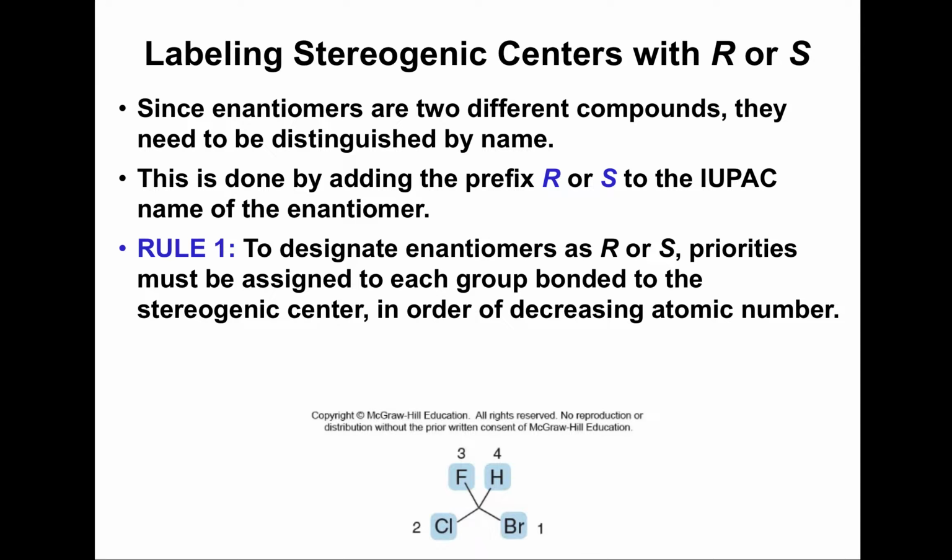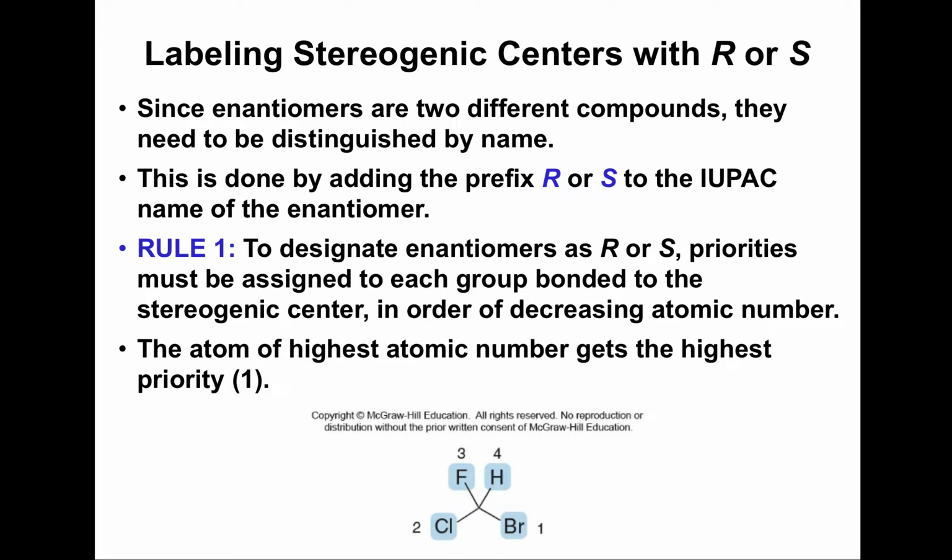Once you have identified the chiral center, we must assign priorities to each one of the four groups connected to it. The highest priority will go to the group with higher atomic number, in this case, the bromine. And the lowest priority will go to the one with the lower atomic number. It will often go, but not always, to the hydrogen.